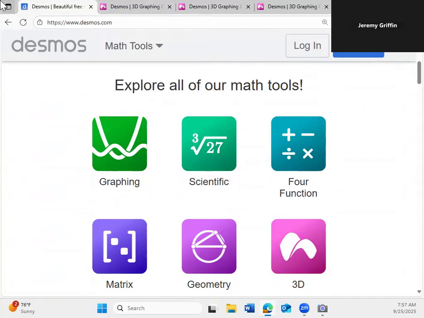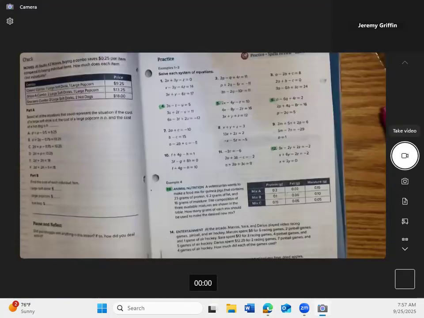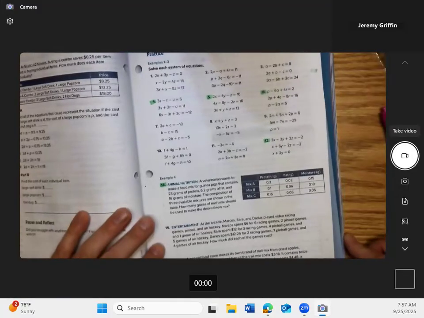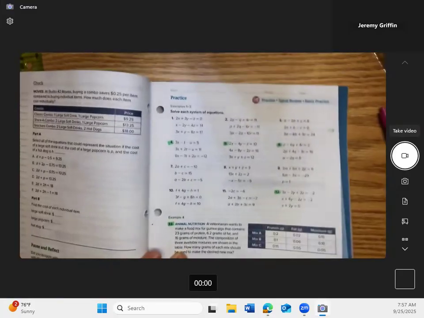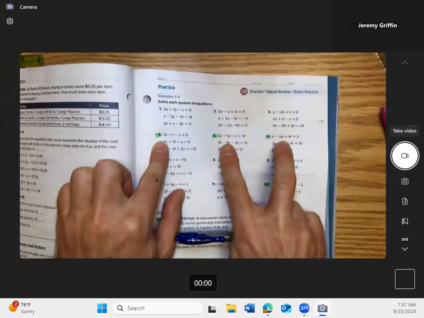Now, I did model three examples here. To show you exactly what I'm modeling, I pulled them straight out of the book. Whoops, I have to switch the screen. Here we go. It's three that I actually modeled in lesson 2.6, on page 119. This is lesson 2.6, number 4, number 5, number 6.